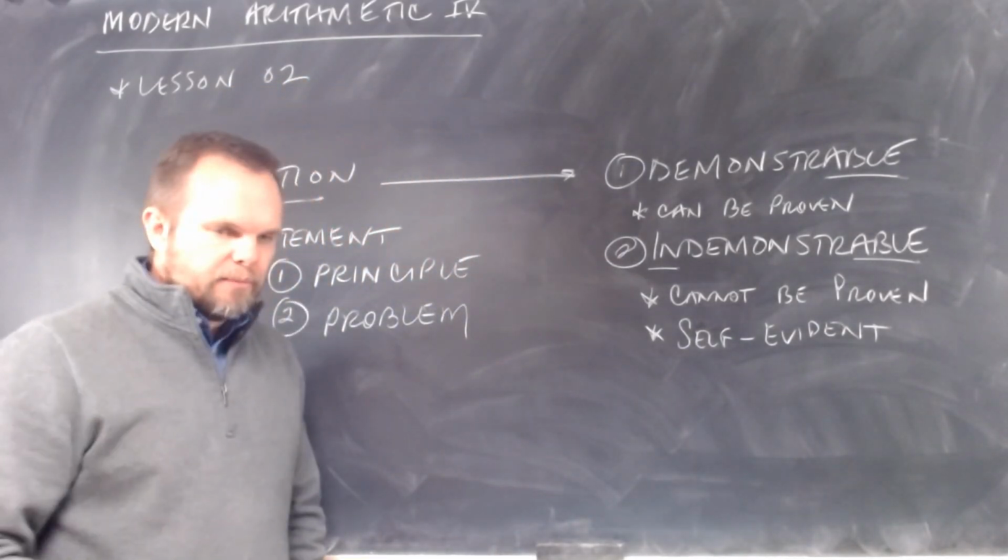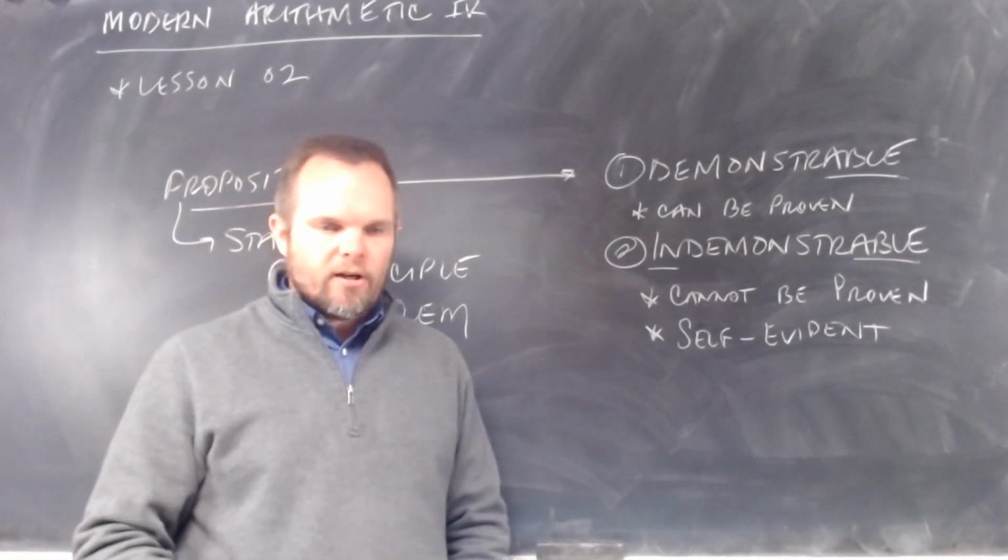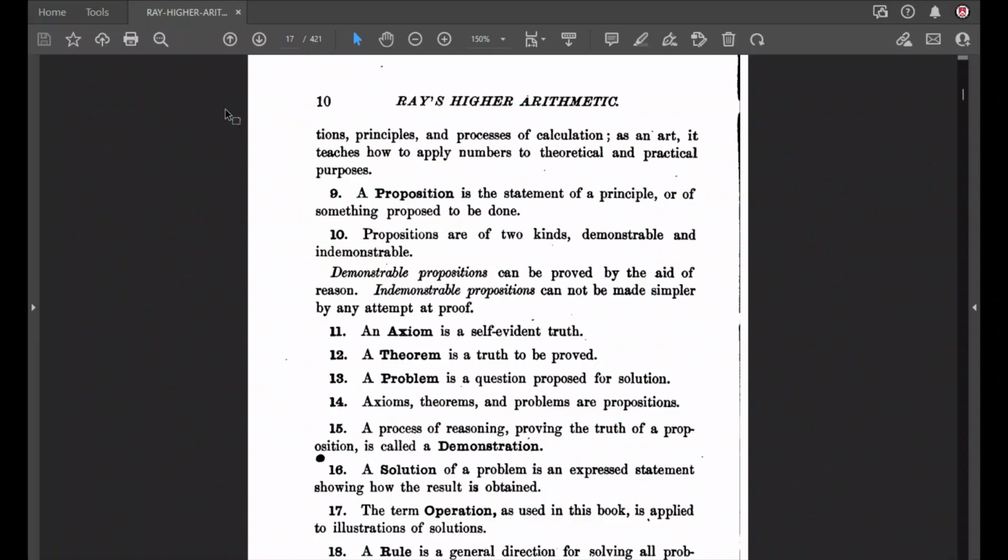And we're going to learn about these indemonstrable propositions in the next article. So let's get back to the book. Article 11, we read about an axiom. An axiom is a self-evident truth.